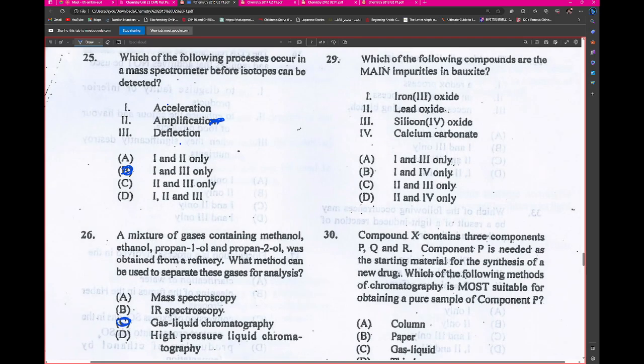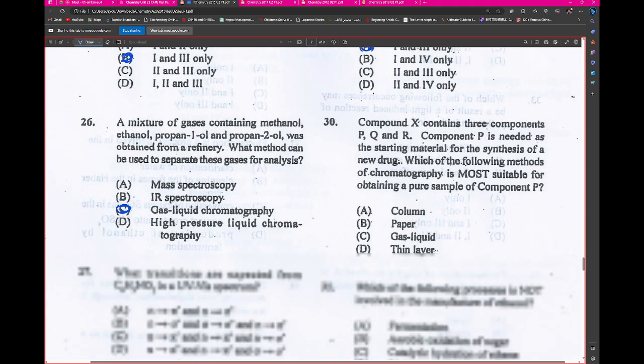Which of the following compounds are the main impurities in bauxite? Which are the main impurities in bauxite? Iron and silicon. Iron and silicon. 1 and 3. Everyone agrees? Not lead oxide or calcium carbonate.